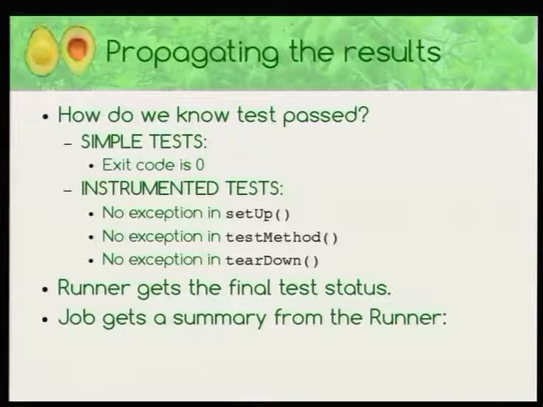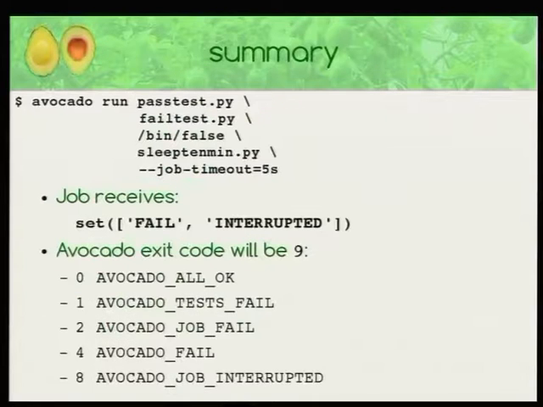So the job actually gets a summary from the runner, and this is how the summary looks for this job, for instance. We have here a pass test, a fail test, a /bin/false, sleep 10 minutes, and we have a job timeout of 5 seconds. So these 3 tests up here will be executed within 5 seconds, but this sleep 10 minutes test will be interrupted because it takes 10 minutes, and we only have 5 seconds.